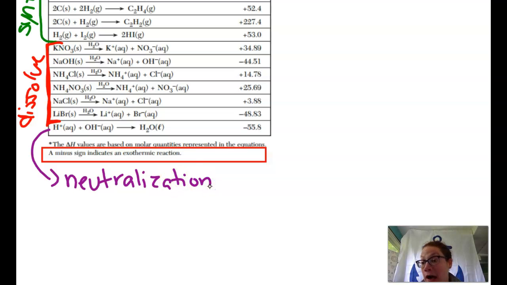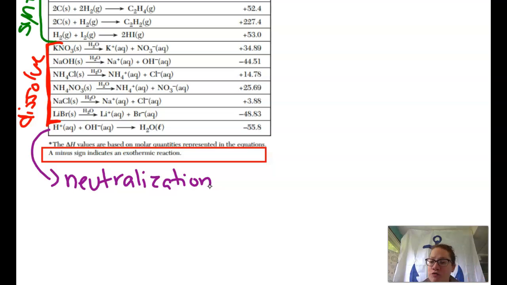All right, it's the net ionic for the neutralization reaction. Two things I just wanted to point out at the bottom. It says that the H values are based on molar quantities represented in the equations. We'll get to that. We're going to do a little stoichiometry, because what that's saying is that this amount is based on the lowest ratio possible, the balanced reaction.